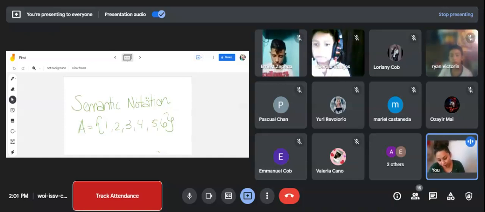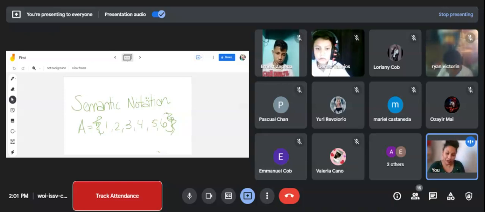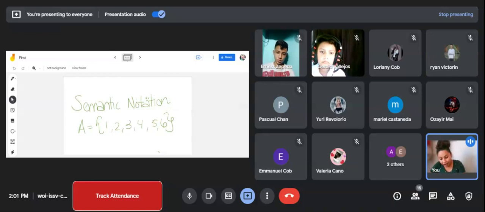What about if it didn't have curly brackets and it was just A equals 1, 2, 3, 4, 5? It is not the semantic notation. For it to be semantic notation, it has to have a name, it has to have the curly brackets, and it has to have the elements inside of the set. These three things. And once it has these three things, then it is the semantic notation. All right? So this was the first one.